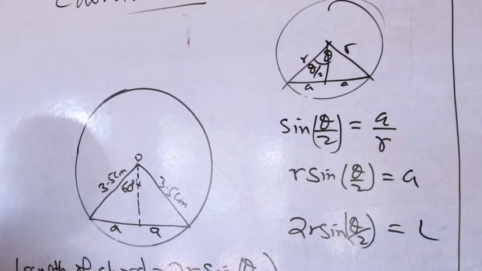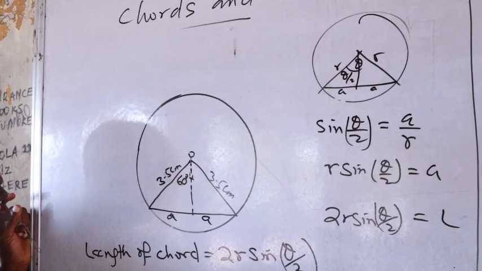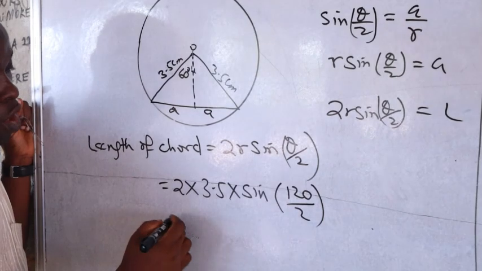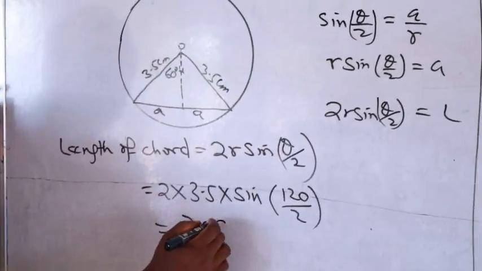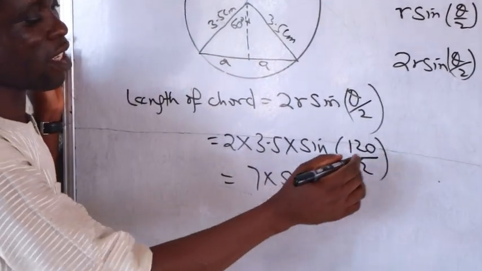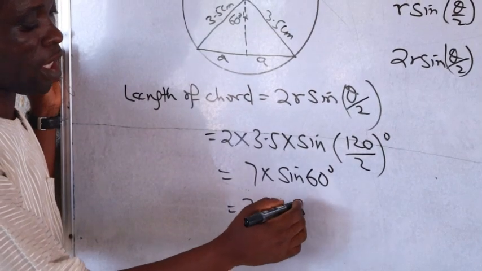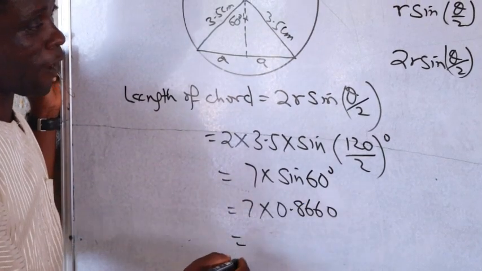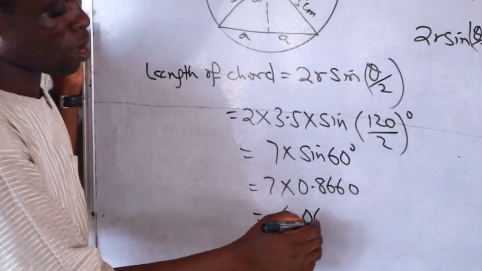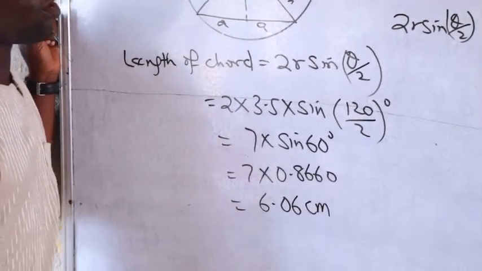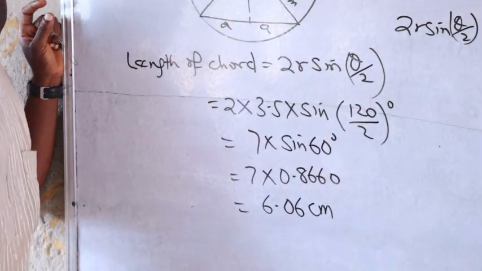2 times r, which is 3.5, times sine 120 over 2. So it will now give us 2 times 3.5 times sine 60. And what is sine 60? 0.8660. Multiply. 6.06 centimeter. So if you use this formula of mine here, you are not multiplying that A by 2 again.